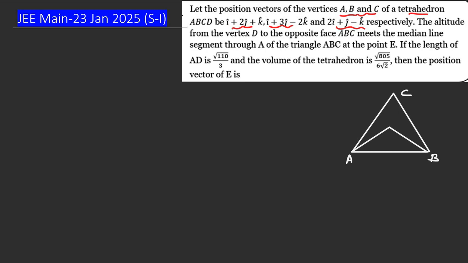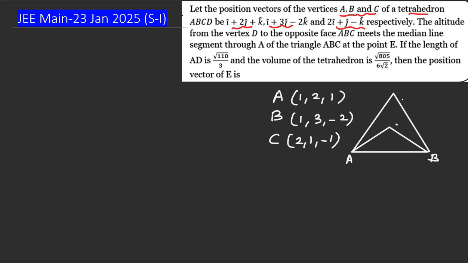The coordinates of A, B, and C are given. A is (1, 2, 1). The vertex B is (1, 3, -2), and C is (2, 1, -1). Now the question here, this is vertex C. This is vertex D.